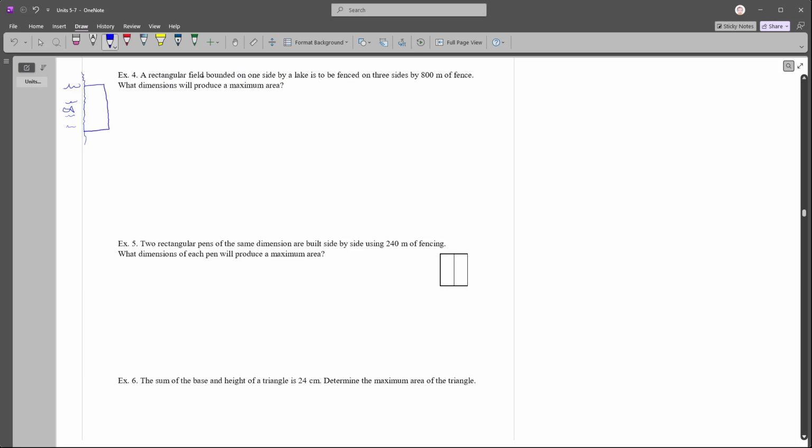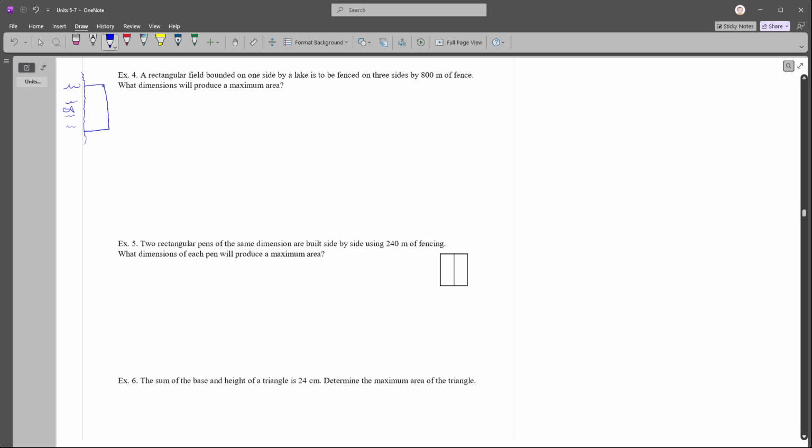A rectangular field bounded on one side by a lake is fenced on 3 sides. There's our 3 sides, by 800 meters of fence. So that means there's 800 meters of fence used in total. Obviously, there's no fence on the lake. What dimensions will produce the maximum area? So we have pretty much the same problem as last time, except we have one kink in the road here. And the problem here is that we're not using all 4 sides. That actually makes our life a little bit easier when you think about it.